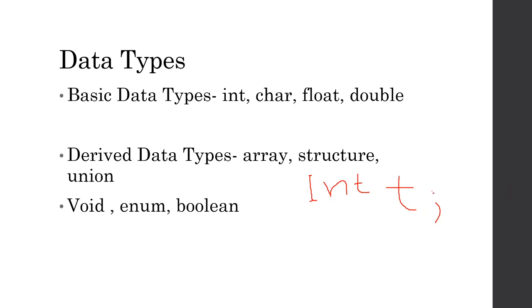Like this, int t. So I have declared a variable t of type integer. So t can store the value of integers, that means numbers without decimal points. So t equal to 10 is valid. So we can assign a value to a variable like t equal to 10 and give the semicolon. So like this we can declare any variable.